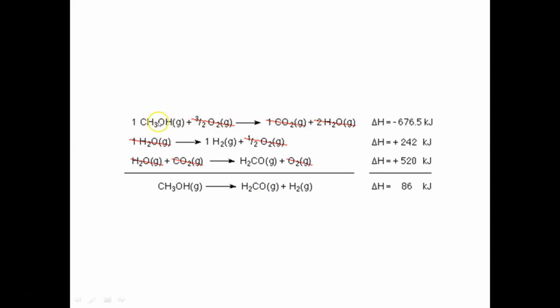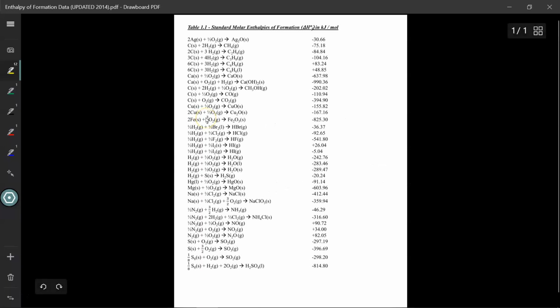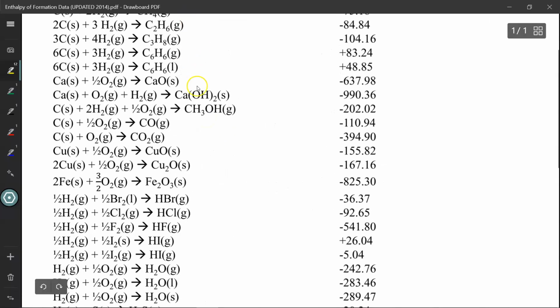Notice how on this side we've got 2 reactants and 2 products. Same thing over here, 2 products, 2 reactants. But when you look at these heats of formation equations over here, they always have only one product on the right-hand side because it's a formation equation. How much does it cost to form just this one substance?